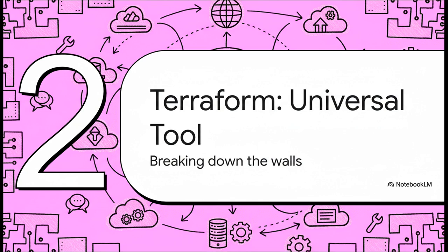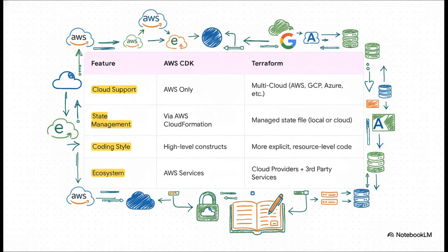And that is exactly where Terraform enters the picture. Think of it as the universal translator for infrastructure. It was built from day one to live in a world with lots of different clouds and services. And if you put them side by side, the difference is crystal clear. The AWS CDK is, well, all about AWS. It's fantastic at it. But Terraform's biggest strength is that it just doesn't care who the provider is. AWS, Google Cloud, Azure, you name it. It gives you one consistent way to work with all of them.